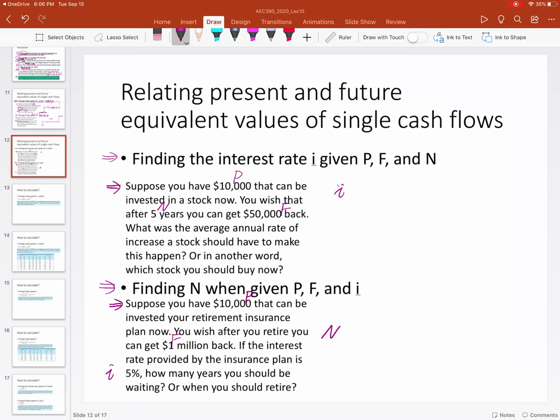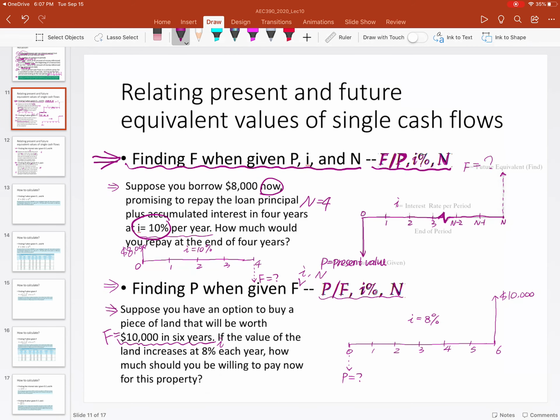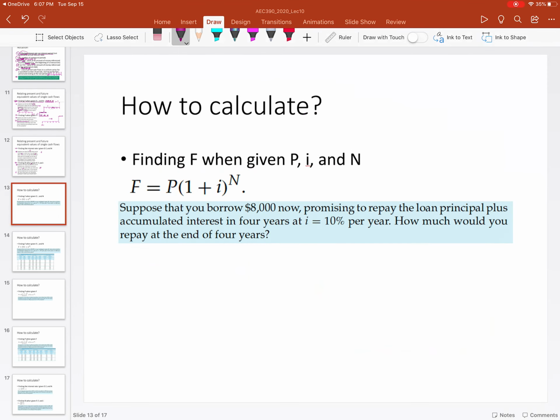Okay? So these are the 4 scenarios we can solve or compare using the relationship between F, P, I, and N. Okay? Now let's take a look at how we calculate the future value, the present value, the I and N. Okay? We just talked about the scenarios. I hope you can understand each scenario, the meaning of it, and also understand the real case. Okay? And then now let's talk about how we calculate that.